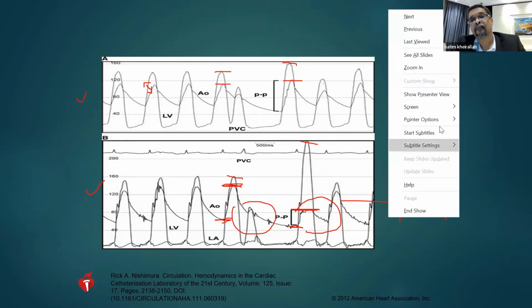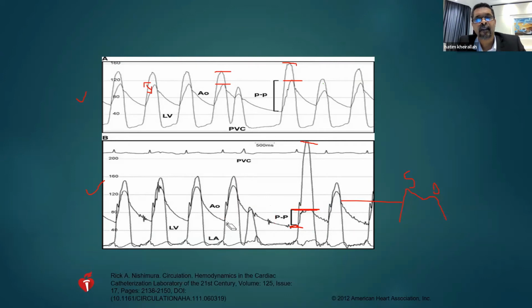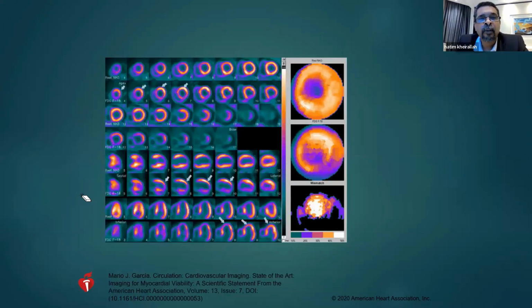Okay, so you get this one? For one reason or another, for the exams, they loved this one so much, the difference between restriction and constriction in invasive hemodynamics. These are the two most commonly appearing hemodynamic tracings in the exams. Right. Now, what's the problem here?